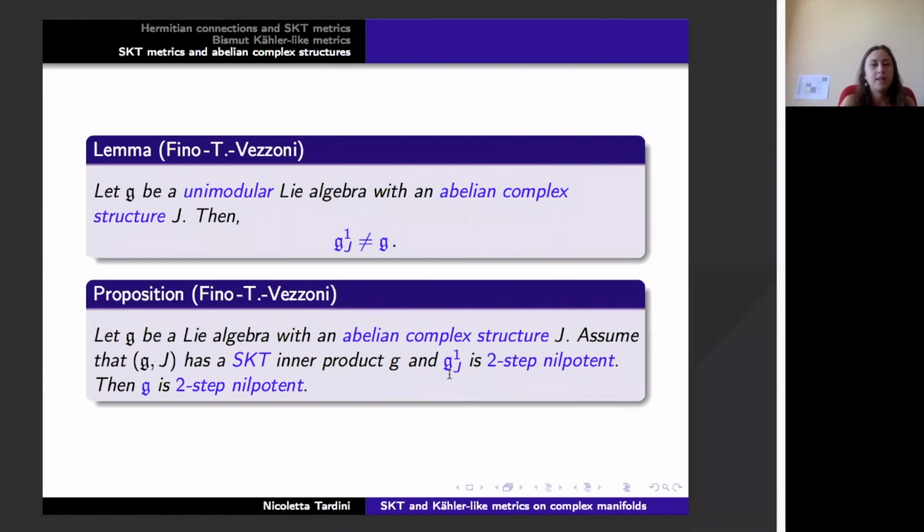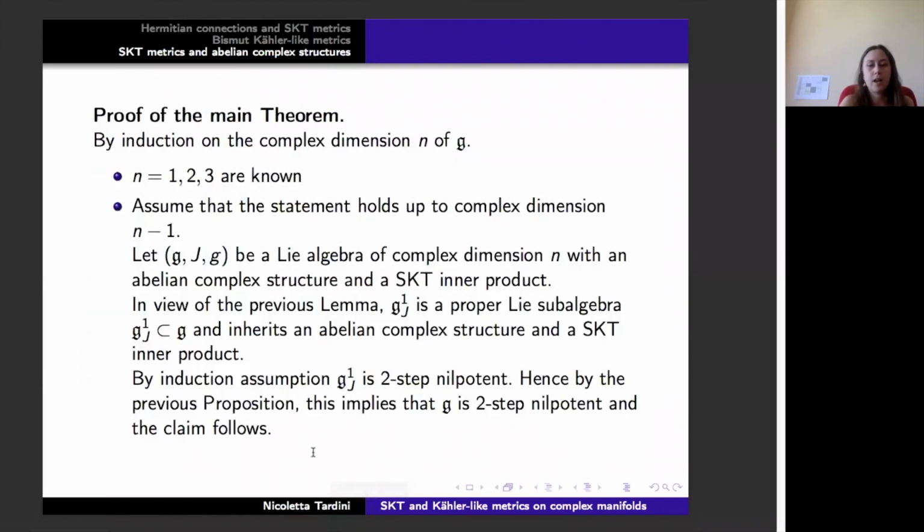Now that we have all the ingredients, let's see what the proof of the theorem would be. The hypotheses are a unimodular Lie algebra with abelian complex structure and SKT metric. And we want to prove that the Lie algebra is two-step nilpotent. In low dimensions, we know it. So let's go to higher dimensions. Suppose that we know that this is true up to dimension n-1.